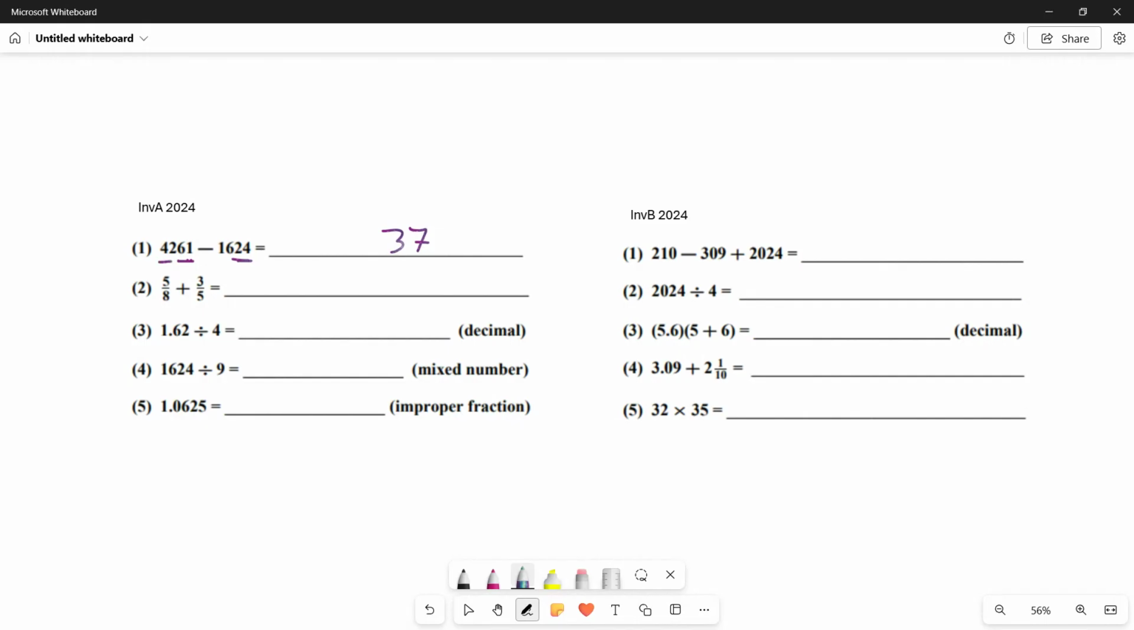And then I think 42 minus 16, well, 42 minus 10 is 32, and then take away the 6, that's 26. So 26, 37. Number 2 is adding fractions, and when you add fractions, you need a common denominator.